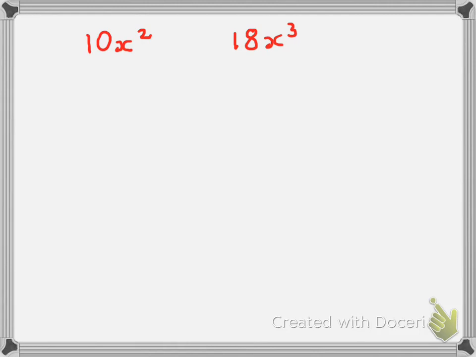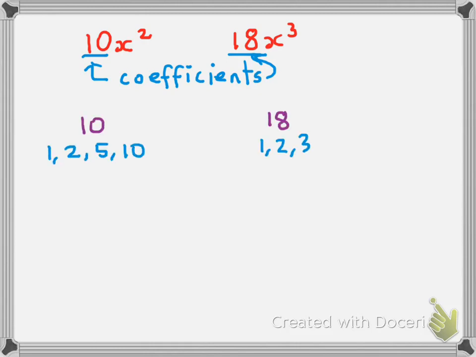So let's factor this. Like we did previously, this time though, because we are talking about an algebraic expression, we start with what we call the coefficients. The coefficients, like we learned in your previous math course, are the numbers attached to the variables. So in this case, the coefficient of 10x squared is 10, and the coefficient of 18x cubed is 18. So we start by factoring those two numbers, which we just went through. We list the factors of 10 and 18, and we select the common factors, and we choose the biggest one of those common factors. So the greatest common factor of 10 and 18 is 2.